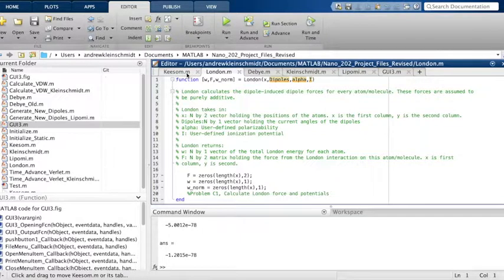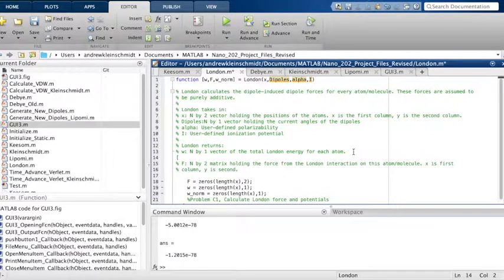So in comparison to before, wherever you were just returning back one value for W, you're going to give back an n by one vector, where again n is the number of atoms in the system, of all of the London energy for each atom in the system. So if you have 3 atoms in the system, and the energy from the London force on the first is 3 kilojoules per mole, the second is 2 kilojoules per mole, and the third is 1 kilojoule per mole, you're just going to give back something like 1, 2, 3. Okay?